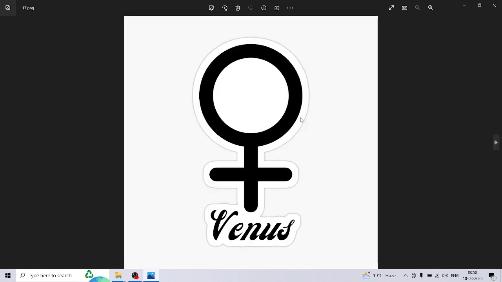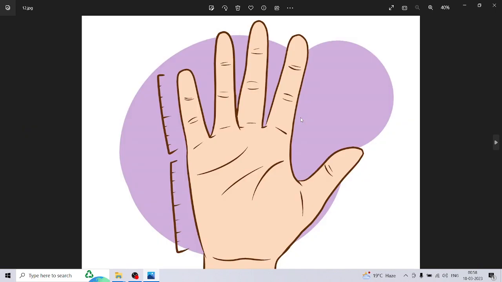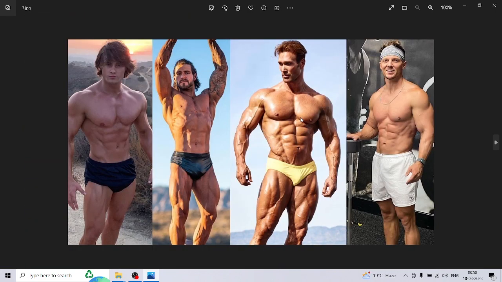Okay, so this was my analysis on the symbol of planets and how to power them. So I hope you like this, guys.